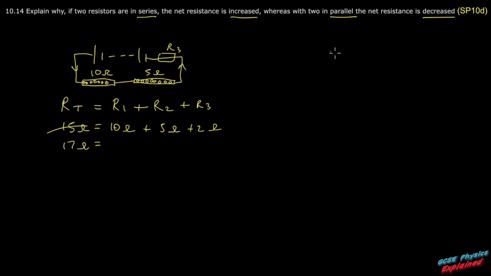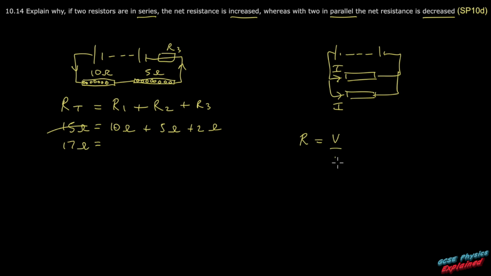Now, if you've got resistors in parallel, instead of having just one route where the current can flow, we've now got 2 routes, which effectively means that twice as much current can flow. Now, the resistance will equal the voltage over the current.